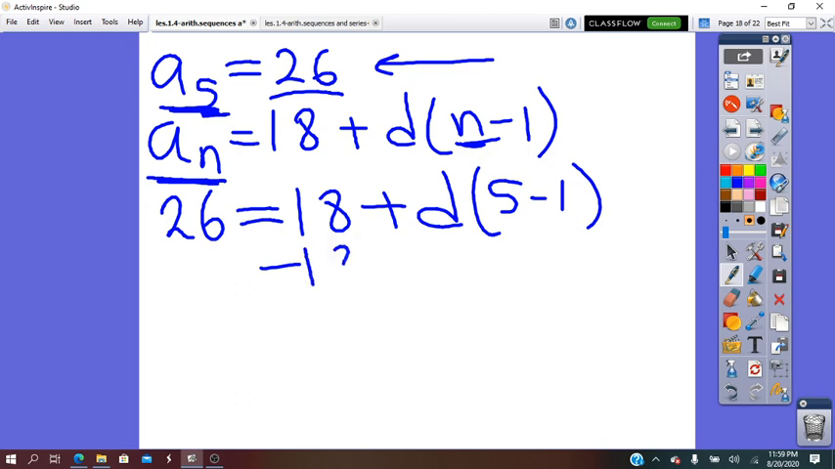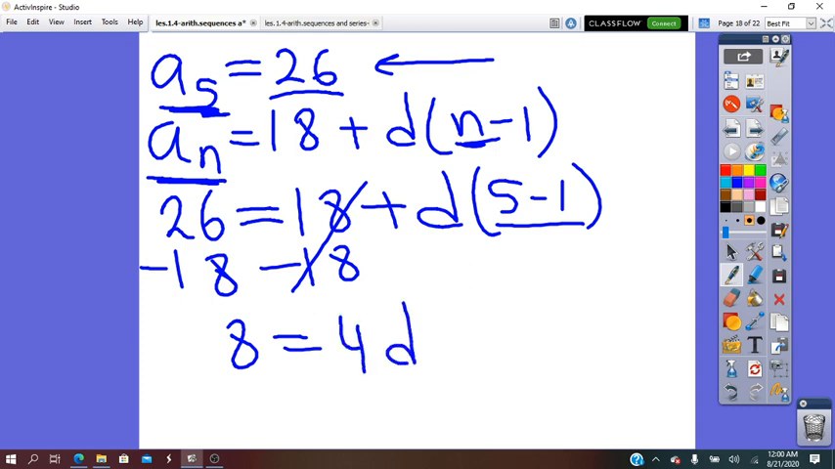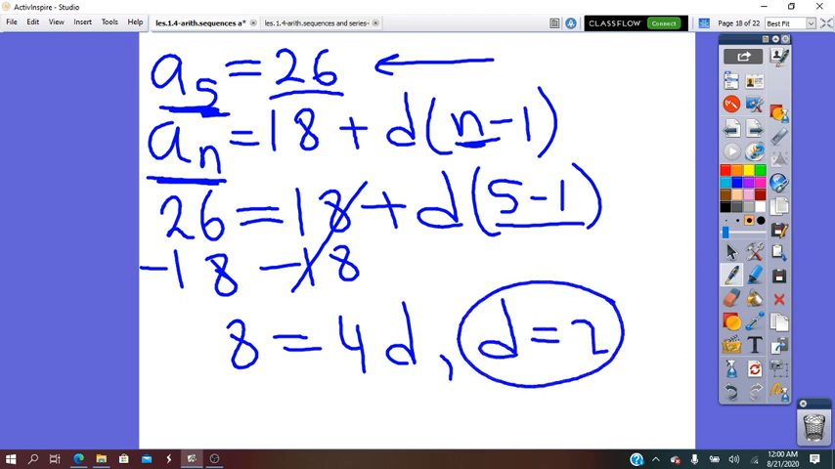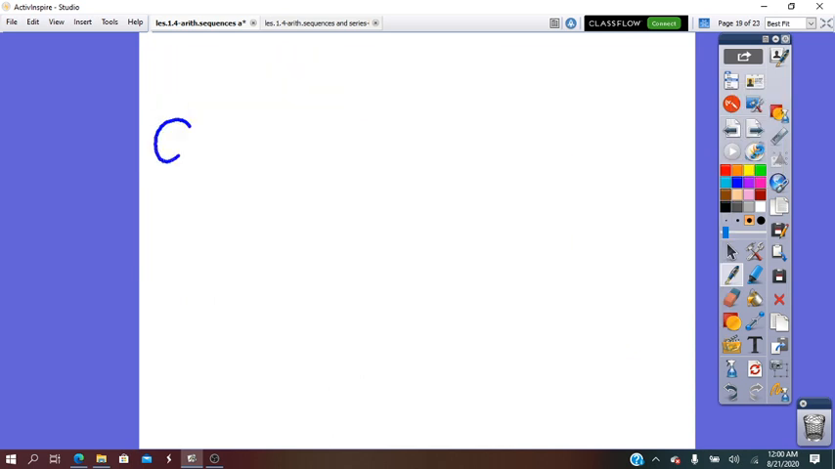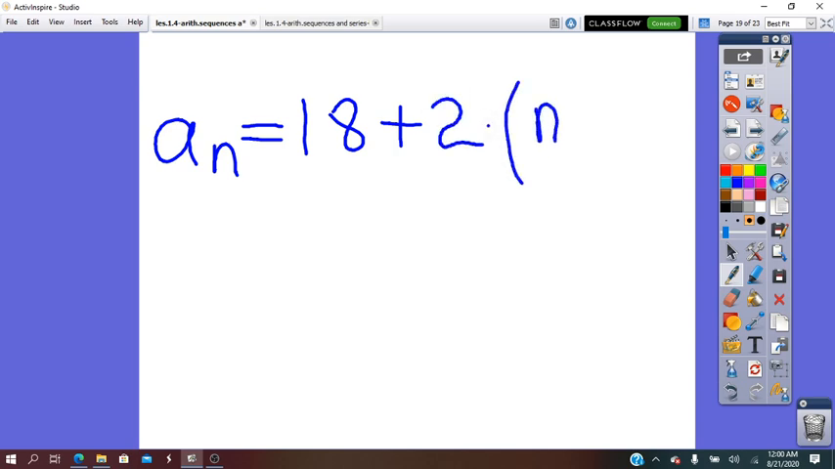And minus 18, we will solve the equation, minus 18. 26 minus 18 is 8, equals 5 minus 1, which is 4, times D, it will be 4D. So from here, the common difference is 2. If we know the common difference, then we can write the explicit rule of this arithmetic sequence. So An equals the first term, 18, plus the common difference we found, 2, times N minus 1.